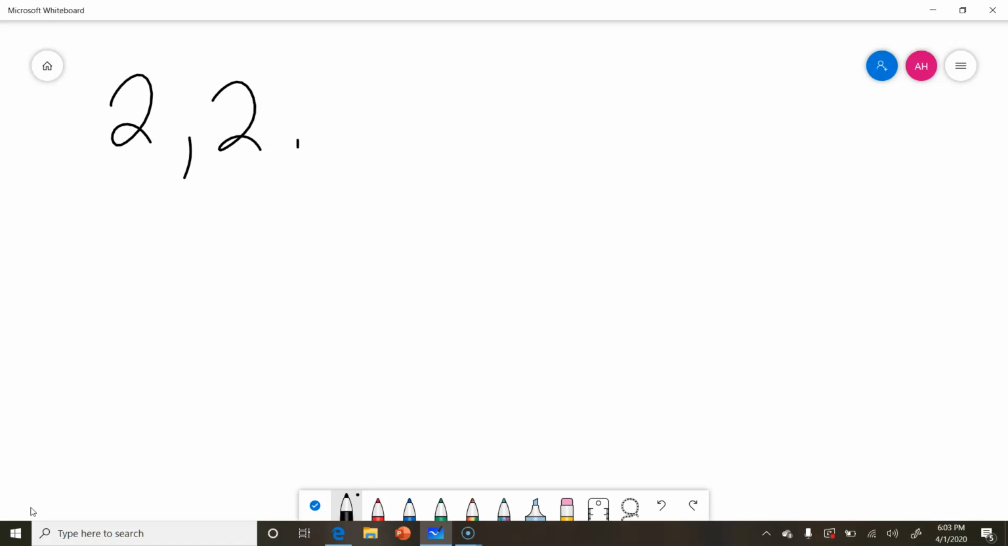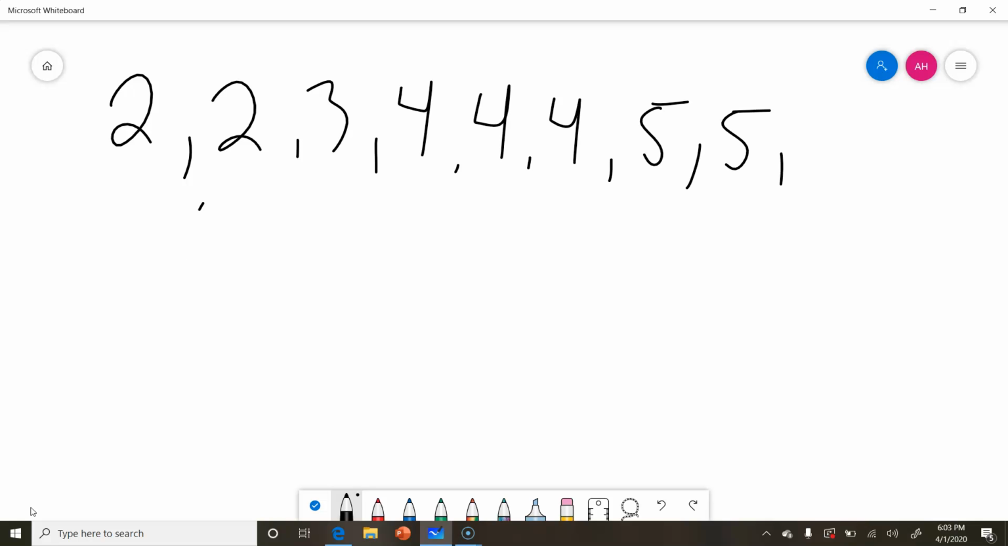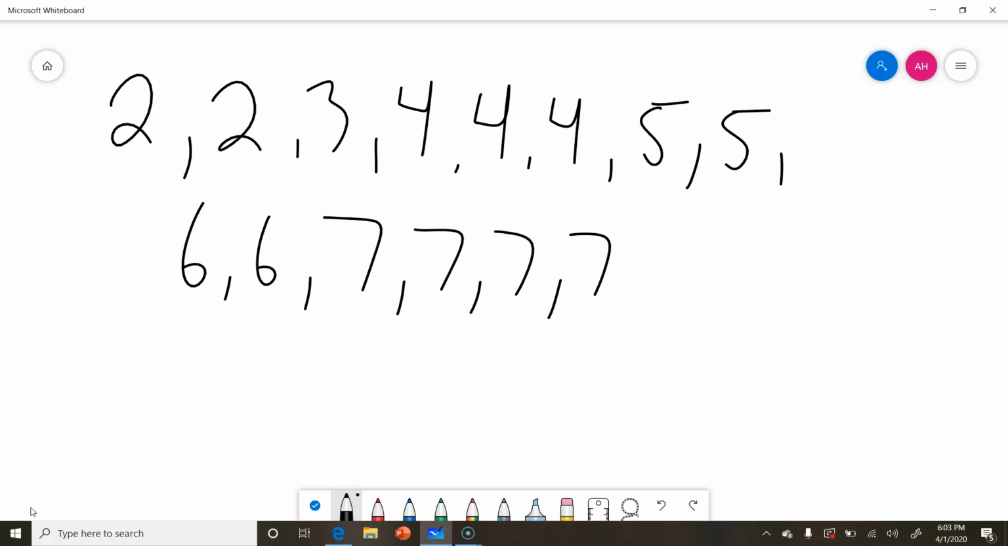I'm going to do them in order so that we don't have to guess so much. 4, 5, 5, 6, 6, 7, 7, 7, 8, 8, and 9. These are my numbers that I'm going to use to create this frequency table. What I'm going to do first is come up with my table. If you need to write all those down, go ahead and pause the video.